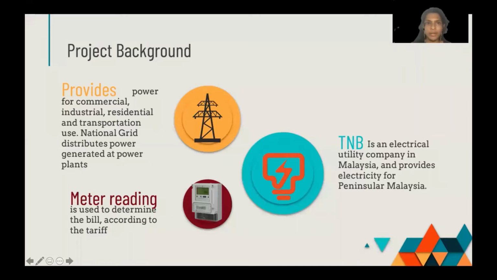Next, I will talk about project background. Tenaga Nasional Berhad is an electrical utility company in Malaysia and provides electricity for Peninsular Malaysia. It provides power for many users and customers such as industrial, commercial, residential and transportation. Their source of power are hydroelectric and thermal power plants, and the national grid is used to distribute the electric. To calculate the usage of users, meters are planted. The meter readings will determine the bill amount, where the usage will be multiplied with its consecutive rate according to their tariff.